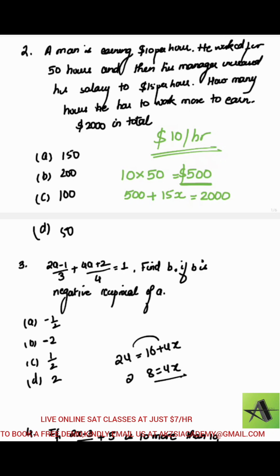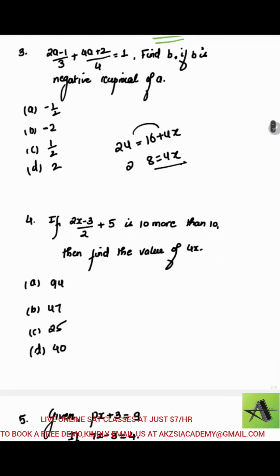So we just have to simply solve it, which will give you 15x equals 2,000 minus 500. I'll transpose it here, which is 1,500. And x equals 100. That means he has to work 100 hours more. Answer is C. Moving on to the next question.